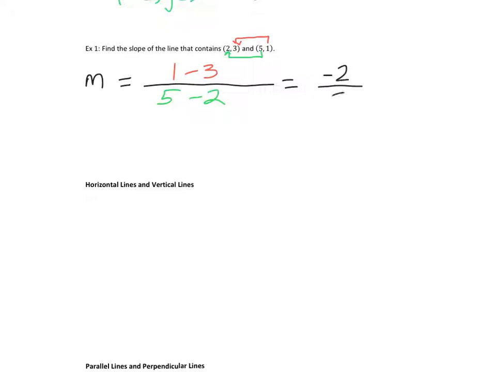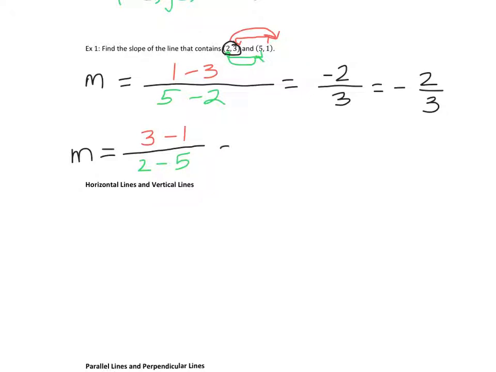5 minus 2 is 3. Let's bring that negative to the outside, so we're looking at negative 2/3. All right, and again, let me do the same problem. This is kind of like a bonus round. If we chose 2, 3 to be our starting point, we would do 3 minus 1, and we would do 2 minus 5. So everything's backwards.